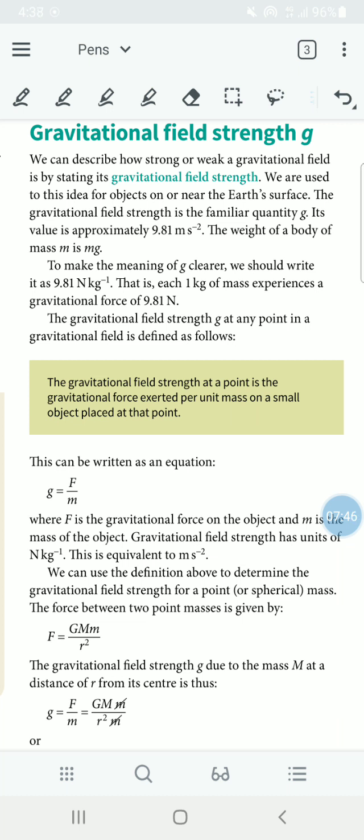Leave a line and write. As a result, it has the units newtons per kilogram, N kg^-1. Also, it has the units meters per second squared, m s^-2, because this force creates an acceleration, which is the acceleration in free fall.